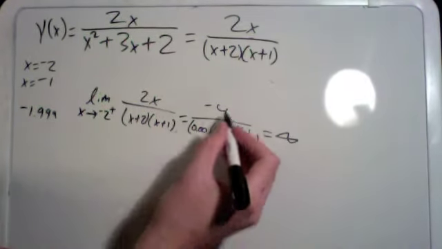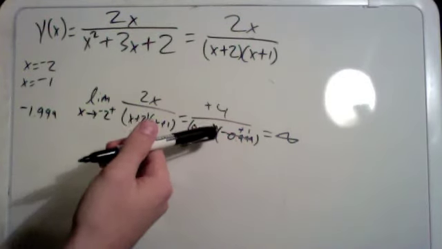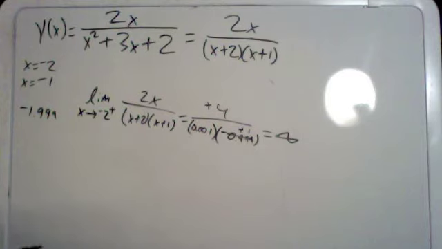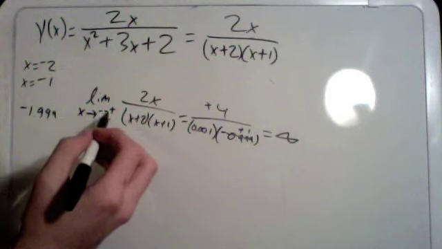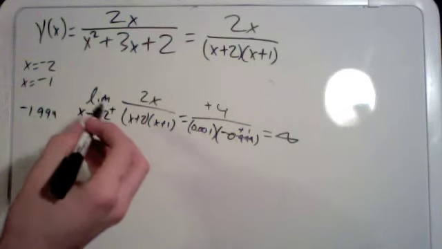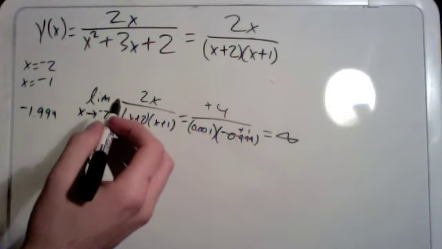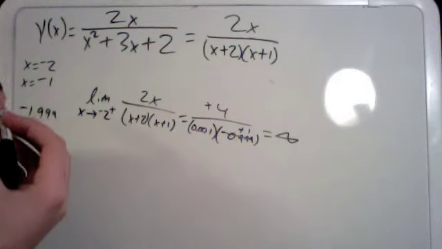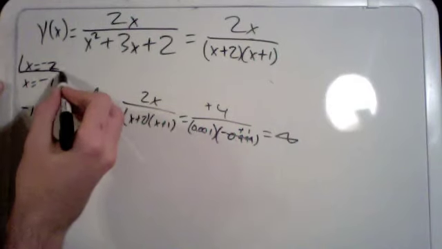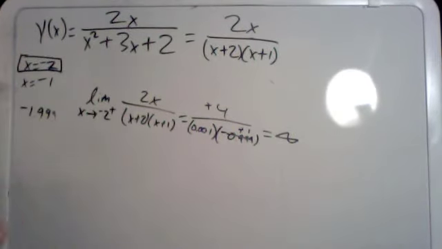These negatives will cancel out, and we're left with some number over some really small number, which is going to give us infinity. So we know that negative 2 is definitely a vertical asymptote, and because vertical asymptotes are vertical, their equation is in the form x equals some number. So x equals negative 2 is our first vertical asymptote.